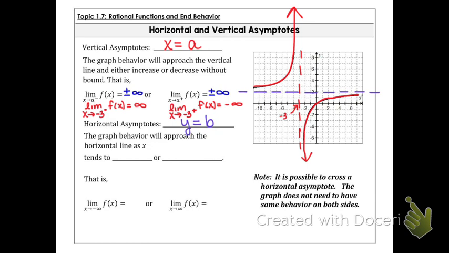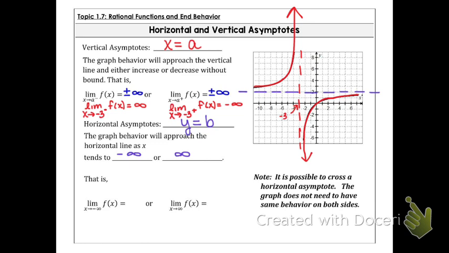All right, the graph behavior will approach the horizontal line as x is going to the left or to the right. So as x is going to -infinity or positive infinity. And so that is, it says the limit as x approaches -infinity, f of x equals, and you'll put a number there wherever that horizontal asymptote is. Or the limit as x approaches positive infinity, f of x will equal, and you'll put a number as well.